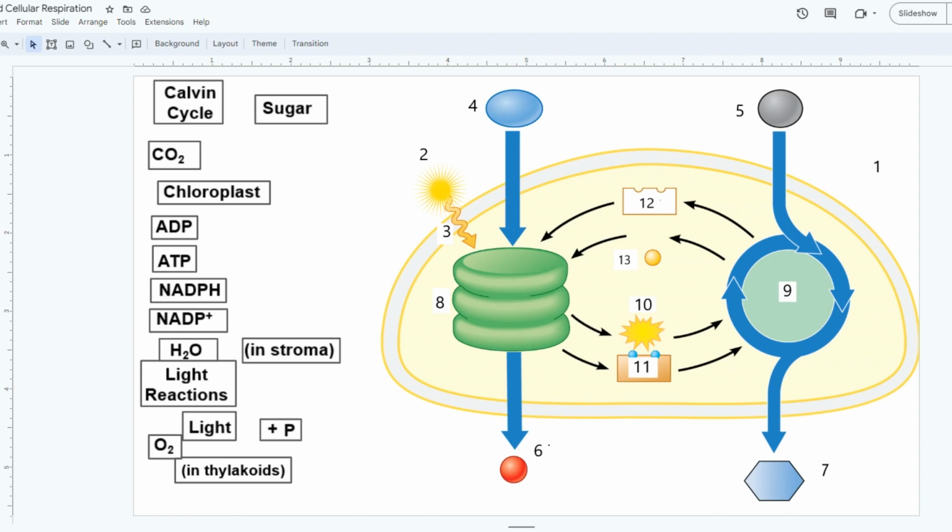So let's look at this one and see if you can label these. Now also look at the symbols. The symbols are the same between the different slides. So once you figured out what something is on one slide, it's going to be the same thing on the next slide.